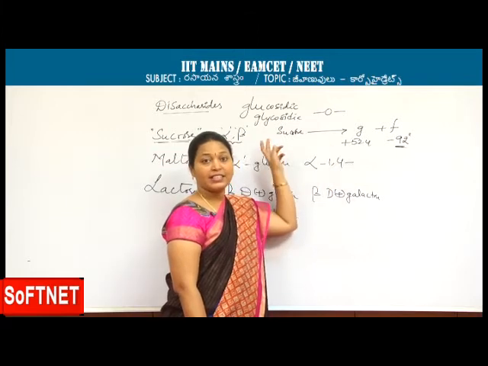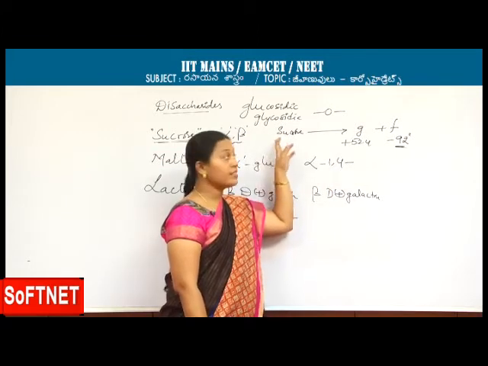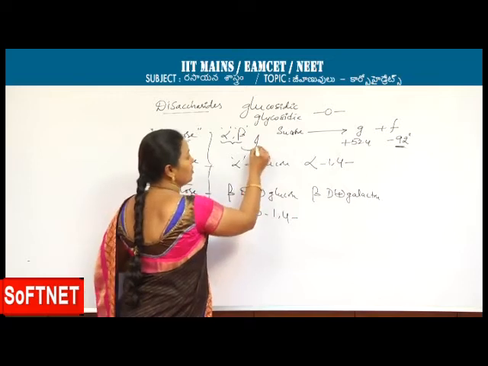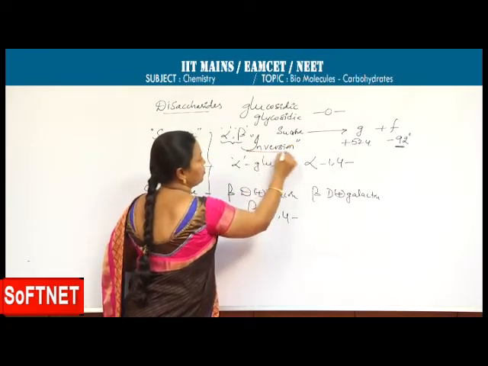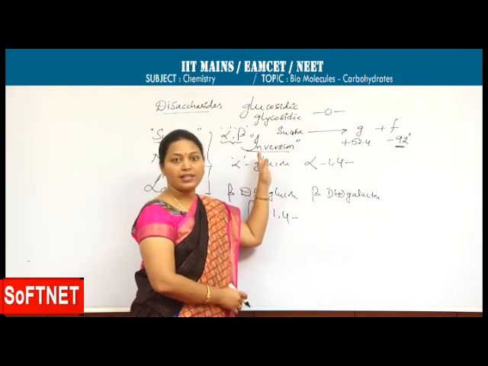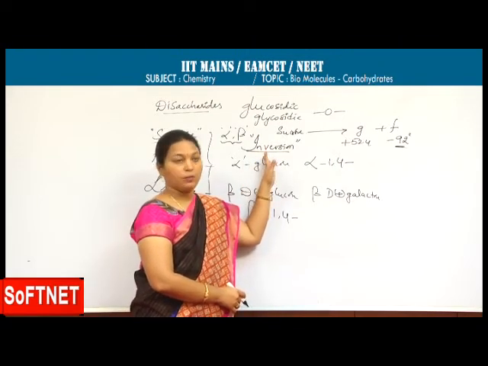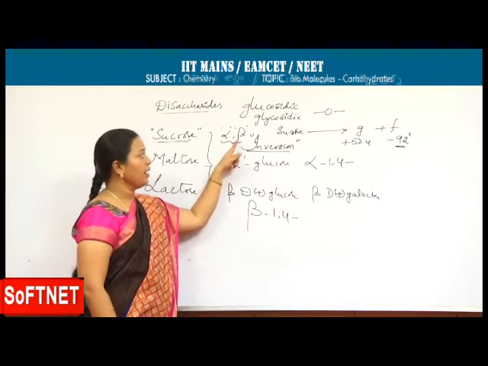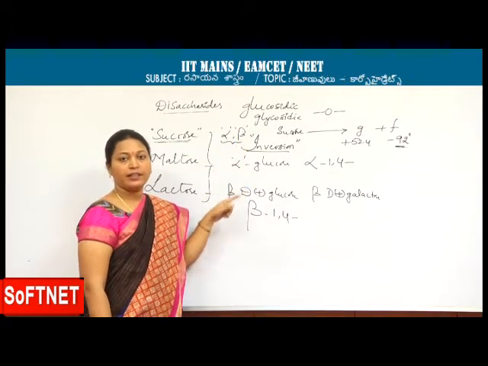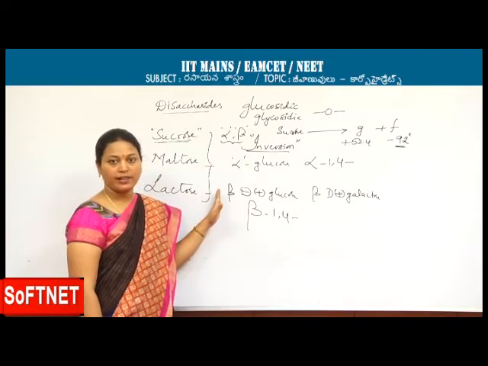So it is changing its specific rotation. This is called inversion of sucrose. Very important point. Because of the inversion of sucrose, it is called invert sugar. Among these disaccharides, the notable points will be the inversion of sucrose, the monosaccharides which are present, and the linkages in between those monosaccharides.